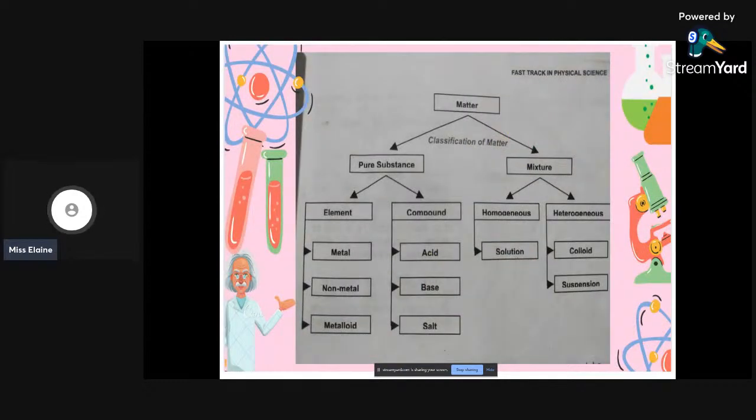Let's have a recap about this matter. Here we have a graphic organizer, what we call a concept map. Under matter, we have the classification of matter: pure substance and mixture. Under pure substance, again, we have element and compound. Mixture has homogeneous and heterogeneous. Under homogeneous is solution, and under heterogeneous are colloid and suspension. But for now, we are going to focus on pure substance, under element and compound.